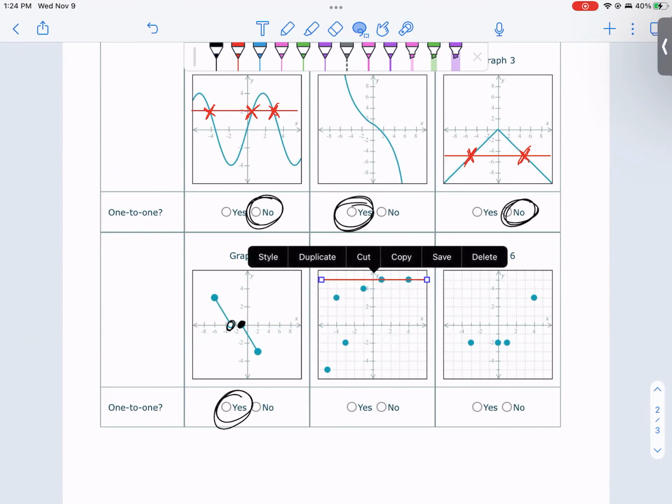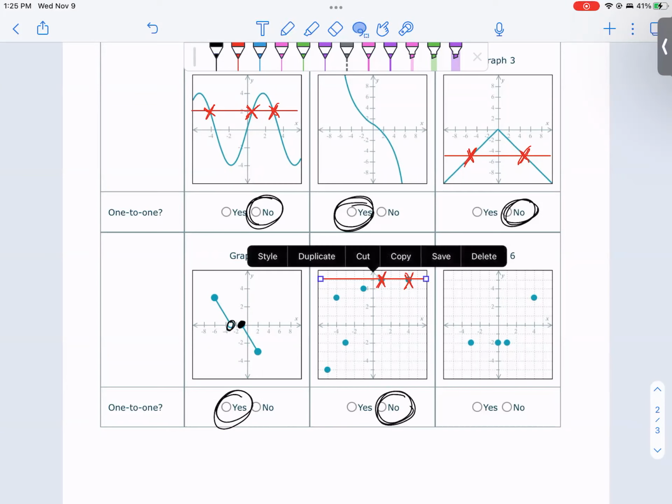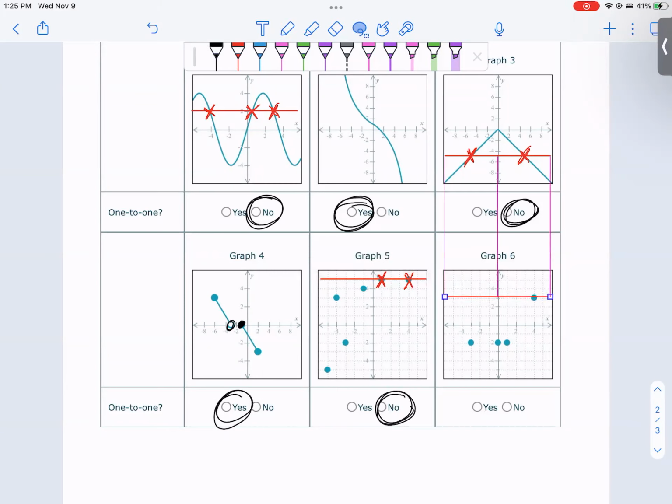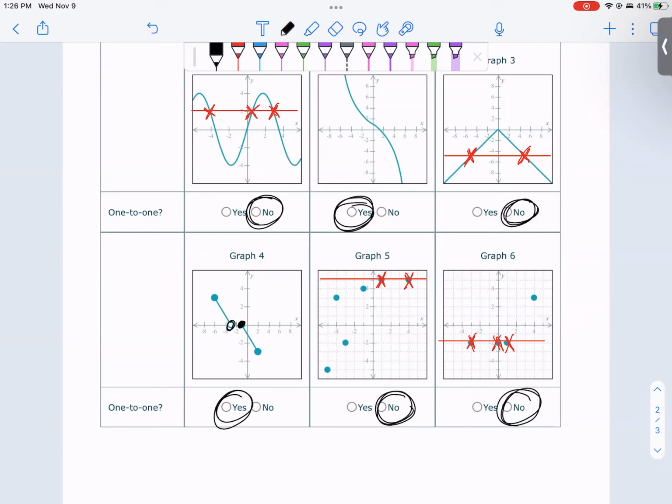Over here, for this one, right up at the top, we're going to see that we hit 2 points. This horizontal line does. So this one is not one-to-one. And then over here, only 1 point. If we get down here, it looks like we're hitting 3 different points. So this one is also not one-to-one.